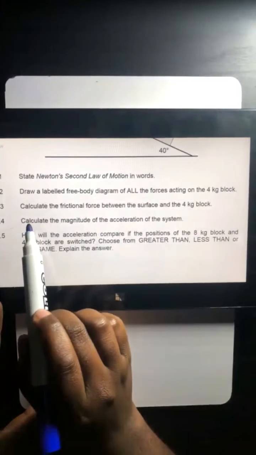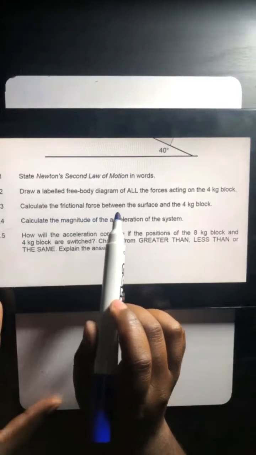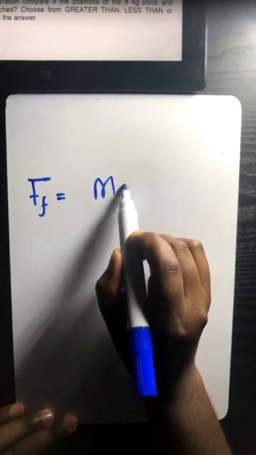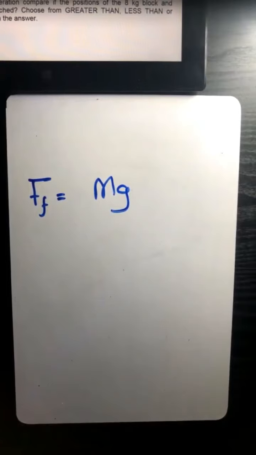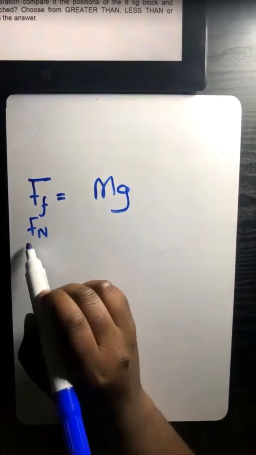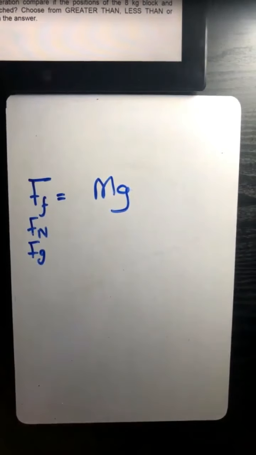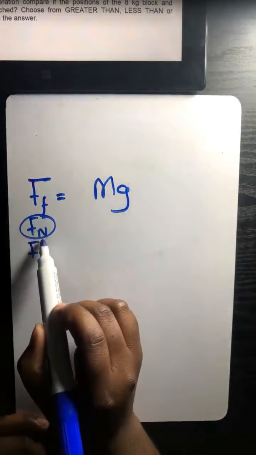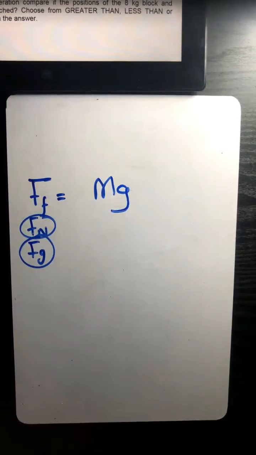There it says: calculate the frictional force between the surface and the 4 kg. This is where we are, LB. Obviously, we said force of friction is equal to mg, first and foremost. You agree there? Yes, sir. And this is actually force normal, and this is actually force of gravity. Wait, why are we adding those two? No, I'm just saying this formula is for force normal and this one is for force of gravity. It's the same thing. Yes, sir.